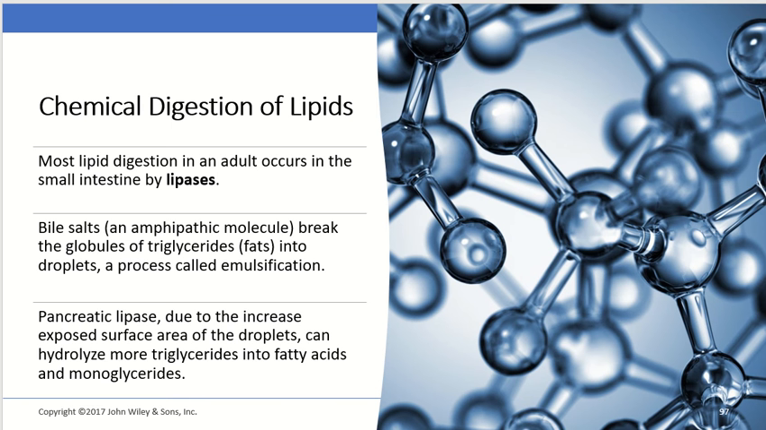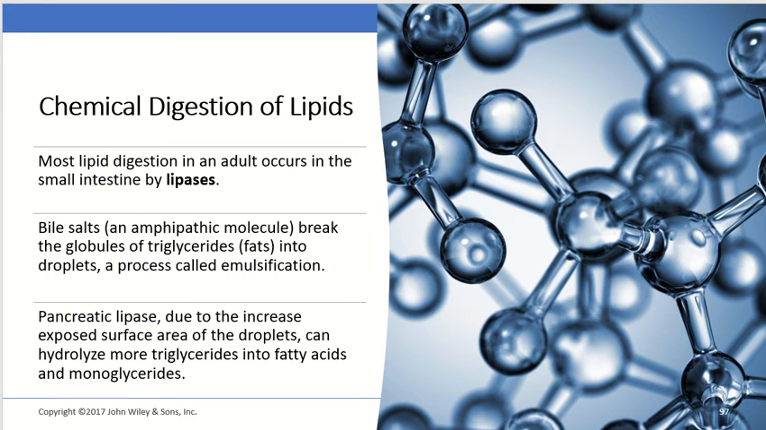As far as the digestion of lipids, or the breaking down of fats, is concerned, most lipid digestion in adults is going to occur in the small intestine, and this occurs using an enzyme called lipase, or a group of enzymes called lipases. Bile salts, which are amphipathic molecules, are also going to break the globules of triglycerides into little droplets, and this is a process called emulsification. The pancreatic lipase, due to the increased exposed surface area of those droplets, can then hydrolyze more triglycerides into fatty acids and monoglycerides.